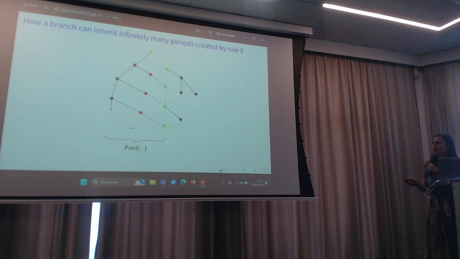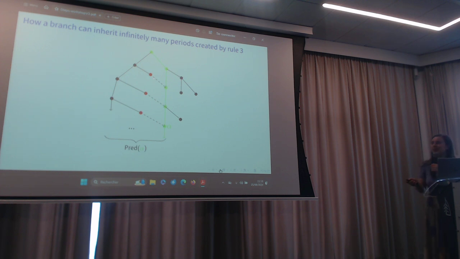So in this example, you consider the green branch alpha, and here you will inherit every period created in the red nodes. But you can see that the red nodes are not part of the same branch. If you consider the DAG as an order, they form an anti-chain. And so, since they are not comparable, it could be the case that the set of periods is empty here, and so you use rule 3 once here, and once here, and once here again.